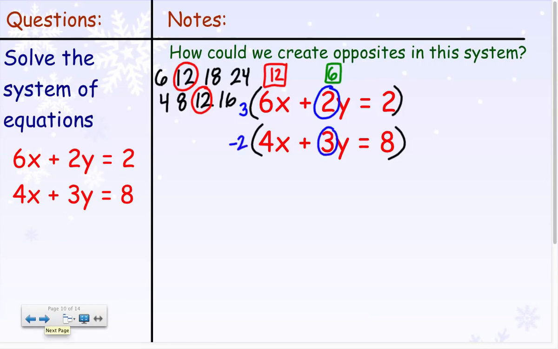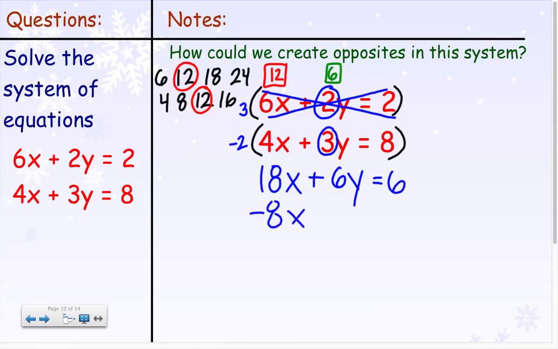So I'll start with the top equation. 3 times 6 is 18. 3 times 2 is 6. 3 times 2 is 6. Cross that one off, then the bottom one. Negative 2 times 4 is negative 8. 3 times negative 2 is negative 6. 8 times negative 2 is negative 16. Cross that one off.